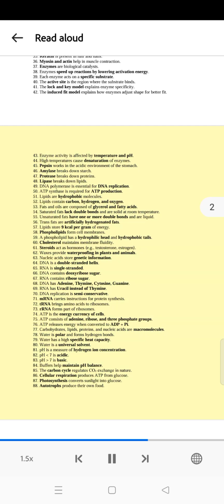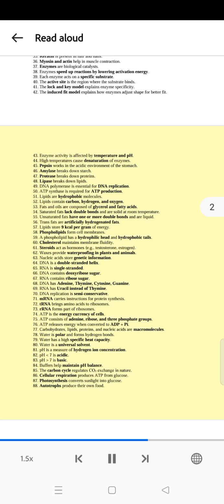DNA polymerase is essential for DNA replication. ATP synthase is required for ATP production. Lipids are hydrophobic molecules. Lipids contain carbon, hydrogen, and oxygen. Fats and oils are composed of glycerol and fatty acids.